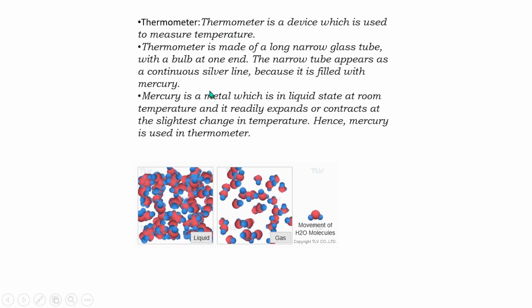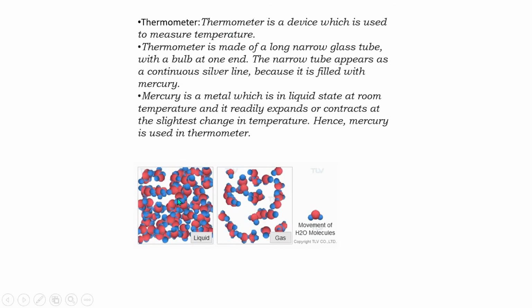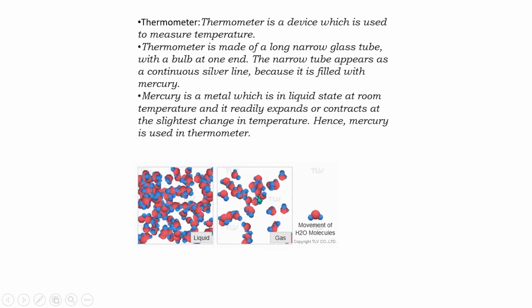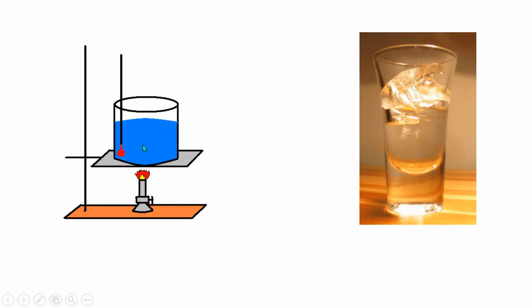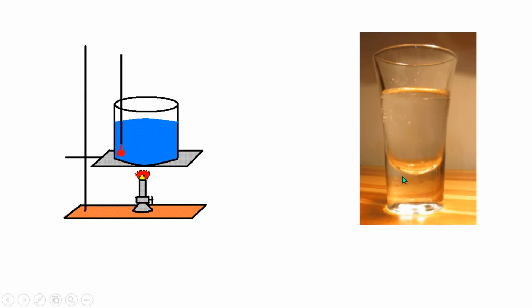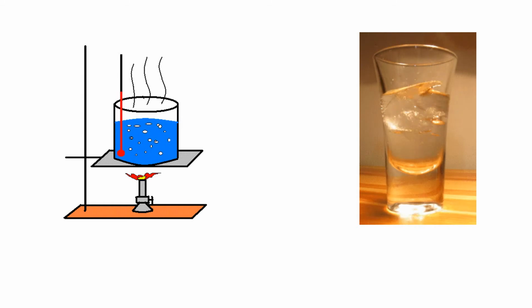And here you can see water molecules. When it is in liquid state, the movement is slower. When it is in water vapor state, the movement of the molecules is more. And if water is heated, the temperature in the thermometer also rises. And if ice cubes are dropped in hot water, the ice melts. This shows the heat of the hot water is transferred to the ice cube, which is at a lower temperature.